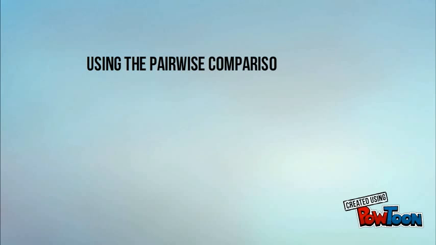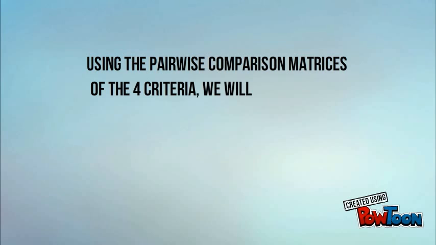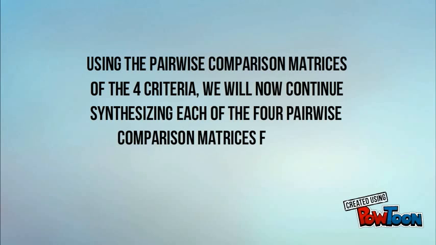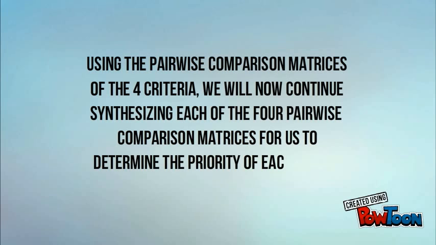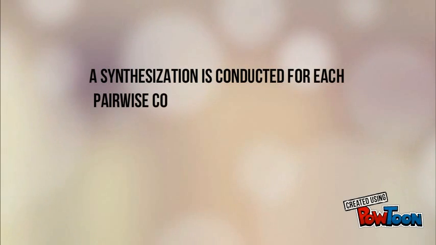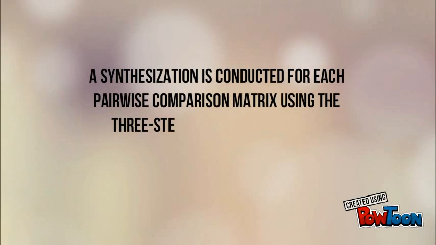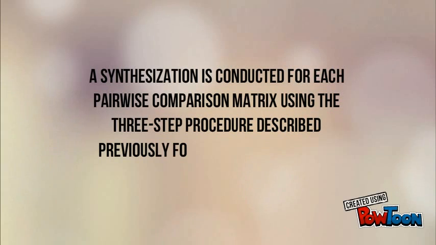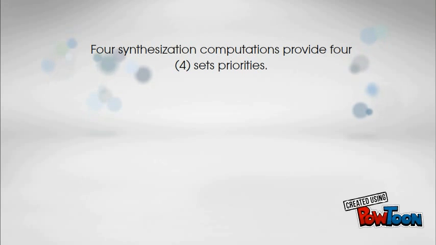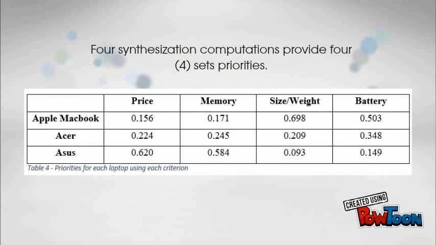Using the pairwise comparison matrices of the four criteria, we will now continue synthesizing each of the four pairwise comparison matrices to determine the priority of each laptop using each criterion. A synthesization is conducted for each pairwise comparison matrix using the three-step procedure described previously for the criteria pairwise comparison matrix. The synthesization computations provide four sets of priorities, as shown here.